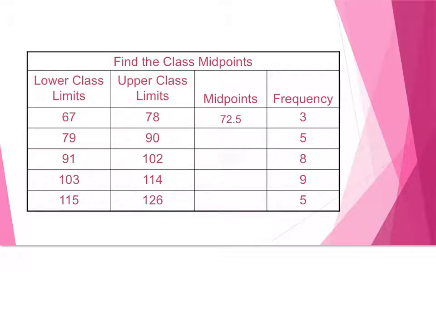Now, I can do one of two things. I can continue that pattern for the rest of those. I could do 79 plus 90, get that answer, and divide it by 2. The other thing I can do is remember my class width. Class width is the same distance down any column. So I can add 12 to 72.5 and then add 12 and so on, and that'll give me the rest of my class midpoints. I don't care which way you do it. Either way is fine.